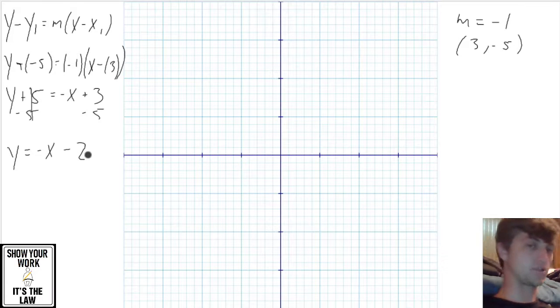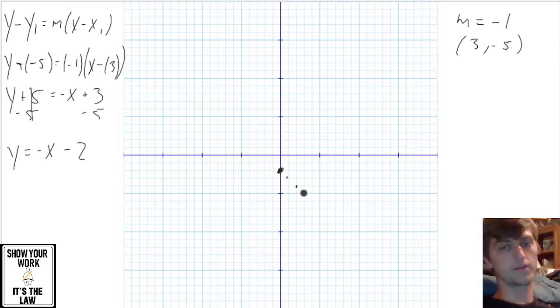Now, it doesn't say to graph it, but if we were, we see our intercept is -2, and -x is the same as -1x, which is the same as -1 over 1x, which means we're going down 1, right 1, down 1, right 1, down 1, right 1. We have a negative declining slope.